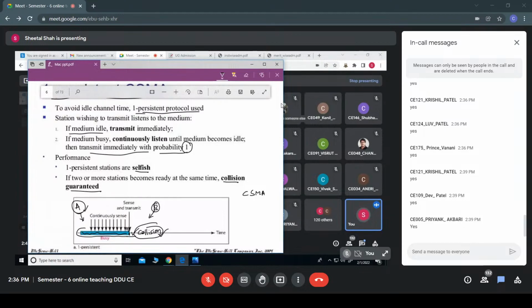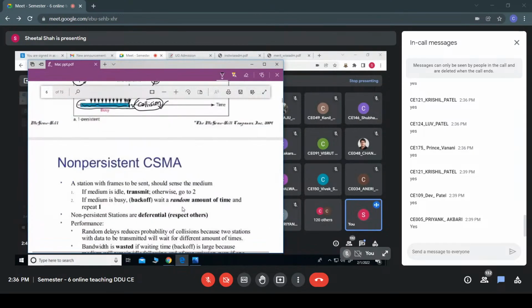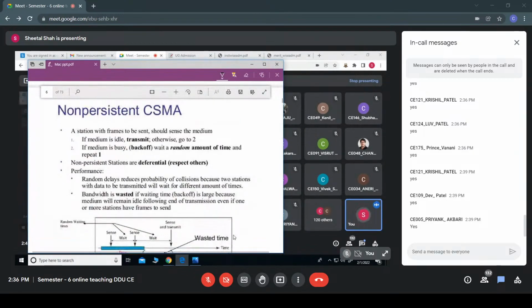So it is sure that the collision would be there. So this is about one persistent CSMA. Now there is somewhat of a variation to this that is known as non-persistent CSMA.